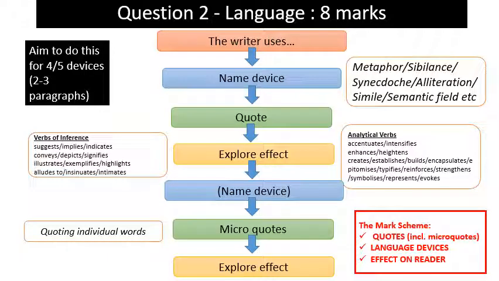And for those 8 marks, I need to use quotations including micro quotations, which is why we do the L point in our PEEL paragraph. We select a single word. I must use devices, and I must talk about the effect on the reader. But it is really important that every quotation I select and every effect I'm talking about relates back to the key word in the question, the fire, and its effect on Montague.